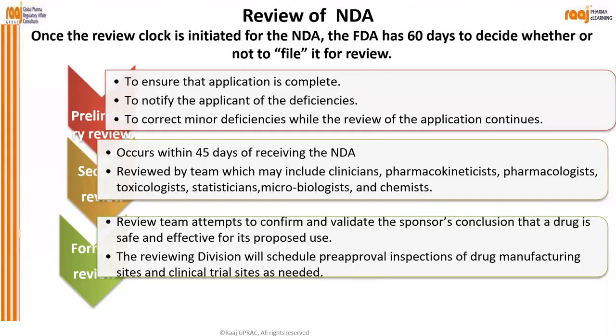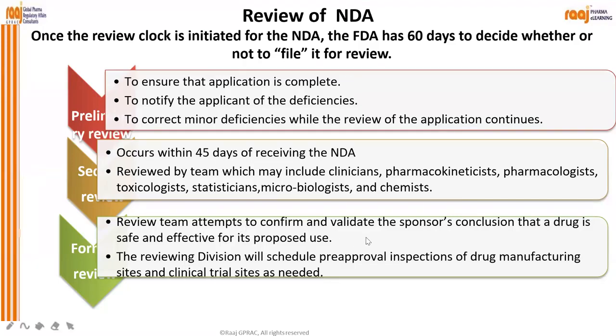Then how does the review of NDA take place? Once the review clock is initiated for NDA, FDA has 60 days to decide whether not to file or whether to RTR, refuse to receive, whether your NDA is fit for review or not, and they will intimate us. They check whether the application is complete, notify the applicant of the deficiencies and correct minor deficiencies. It occurs within 45 days after receiving the NDA, and it is reviewed by a team which may include clinician, pharmacokinetics, pharmacologist, because lots of phase 1, 2, 3 data goes along with NDA. That is why all these expertise SMEs are required to review your application.